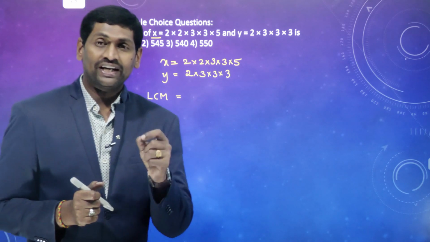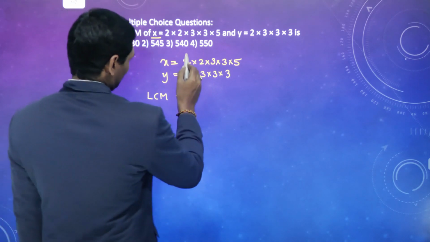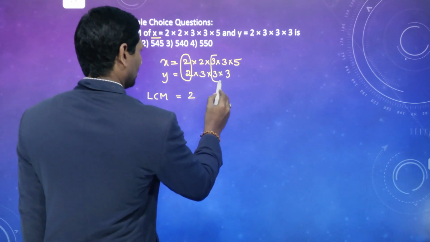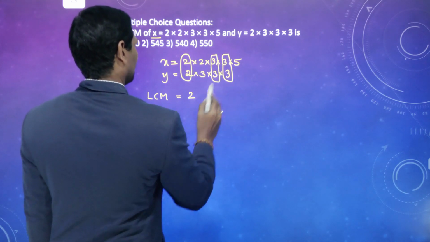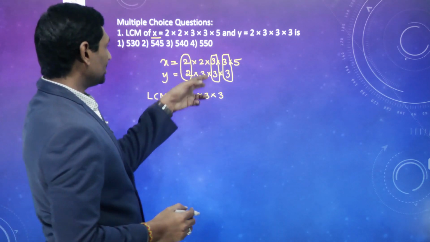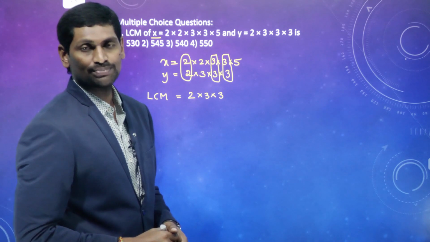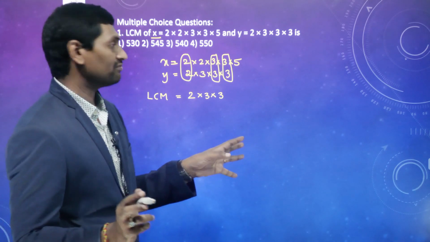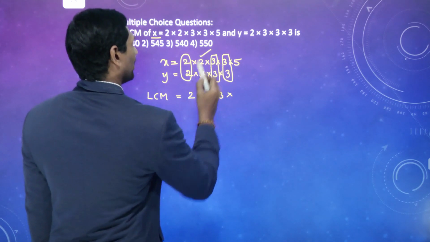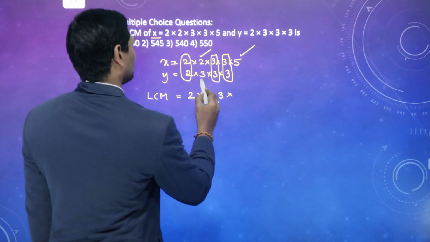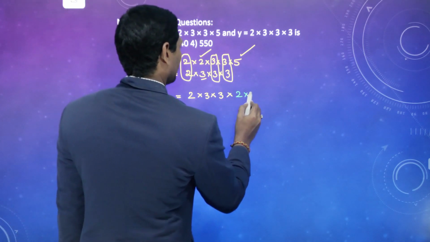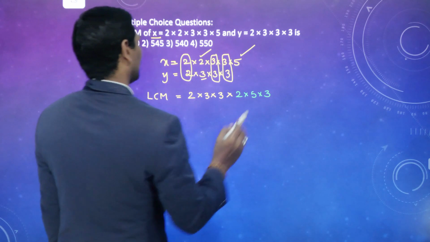So let us try to identify the common numbers here. 2 is a common number. Yeah, 3 and 3. 2 into 3 into 3. Any other common numbers in the prime factorization? There is no other common number involved here. So you write the remaining numbers. That means 2 we have to write, 5 we have to write, 3 also we have to write. So I am using a different color, like 2 into 5 into 3. These are the remaining numbers.